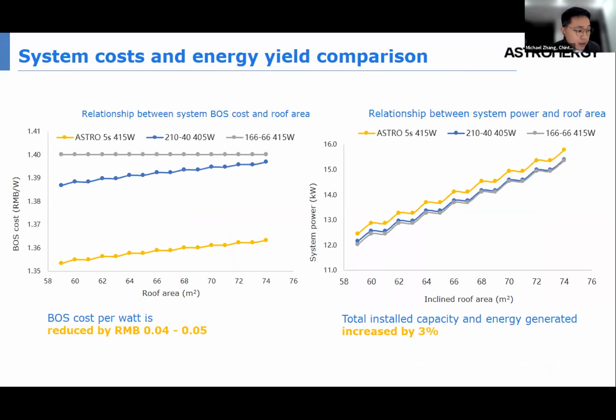We also did some tests and calculations from which we have reached a conclusion that the ASTRO 5S solar module is able to contribute a reduction of BOS cost by around 1 cent per watt in US dollars, and the system capacity could be increased by 3%. The reduction of cost means saving money, and more energy generated means gaining more money.